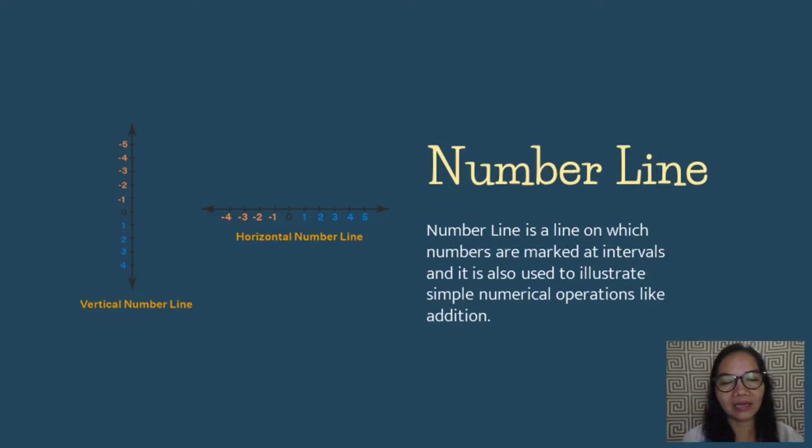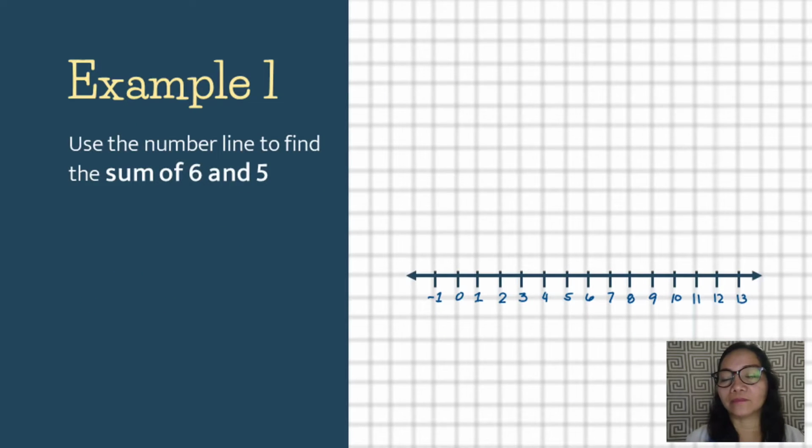First we will define what a number line is. A number line is a line on which numbers are marked with intervals, and it is also used to illustrate simple numerical operations like addition. We have a vertical number line and a horizontal number line, and we will use the horizontal number line now. Take note that to the right of 0 are positive integers and to the left of 0 are negative integers.